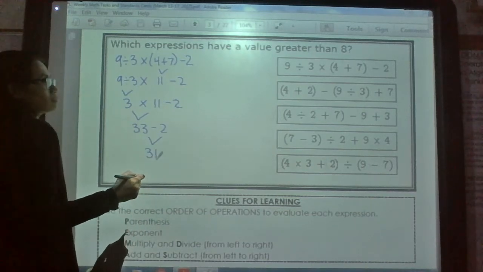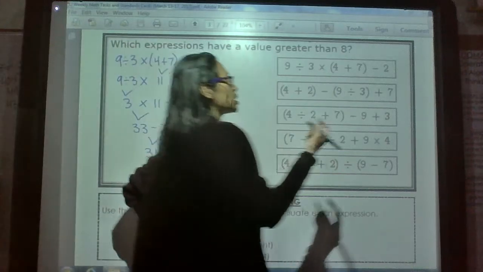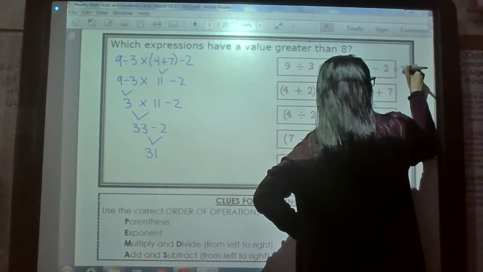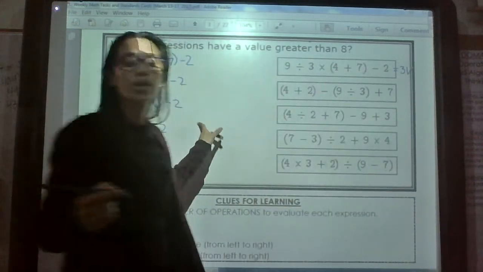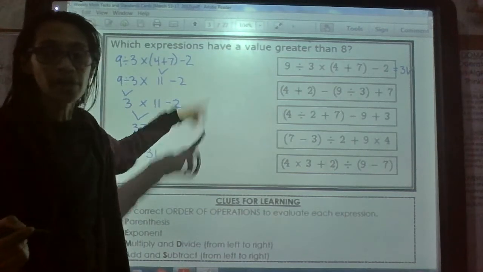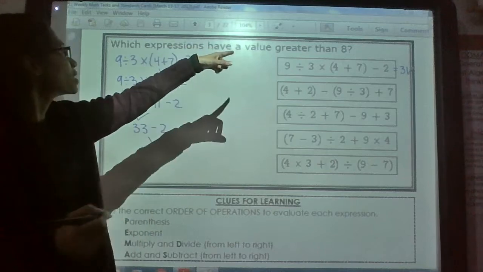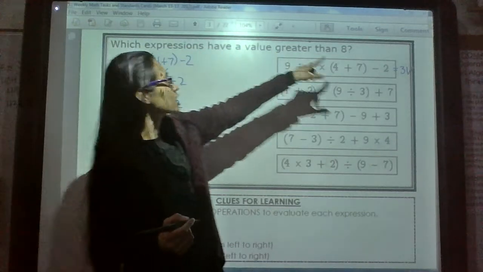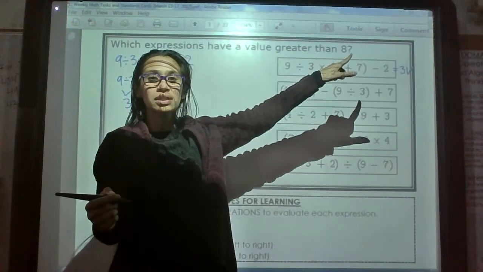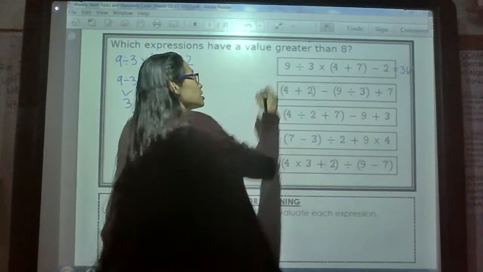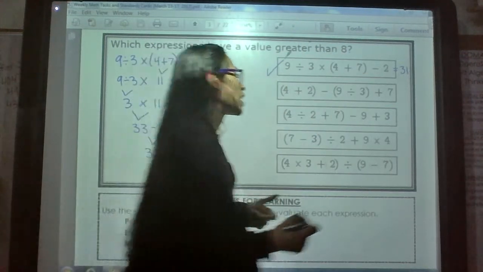31. Okay, so I'm going to write that answer over here. Equals 31. Make sure you show your work. Don't just use my work and write the answer down. Make sure you show your work as well. And let's go ahead and do that second part. Does that expression have a value greater than 8? That means more than? Yes, it does. So, bam, yes, check that off.